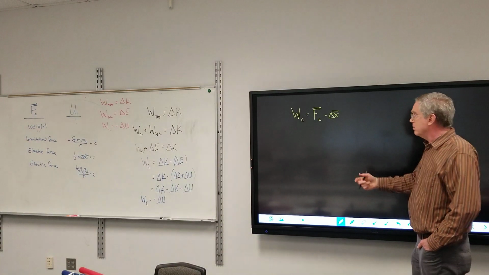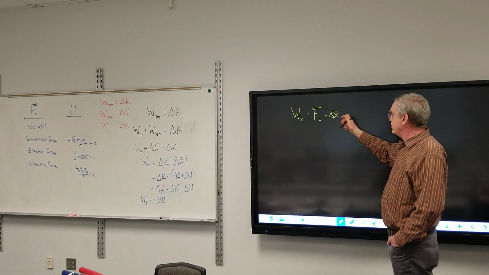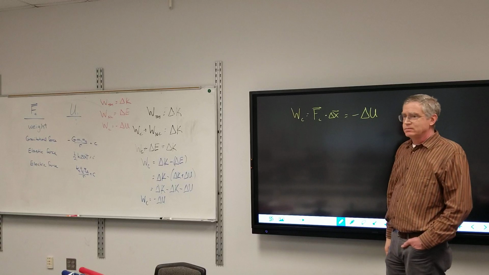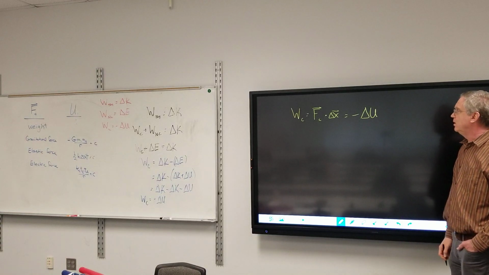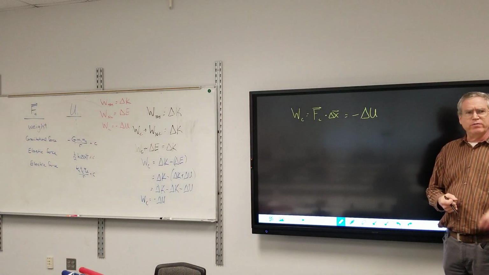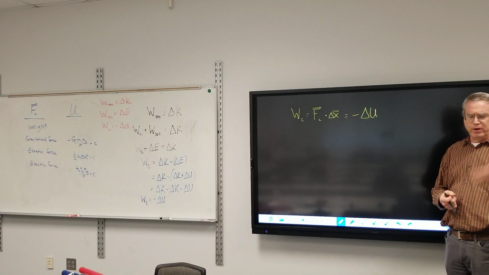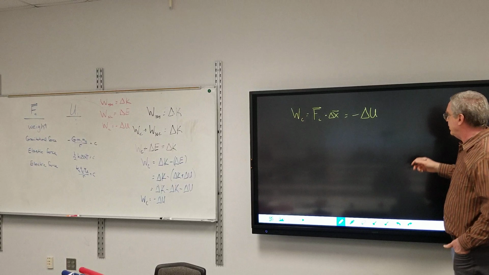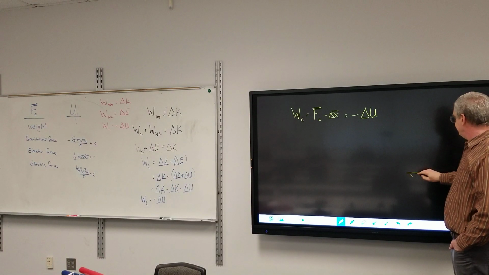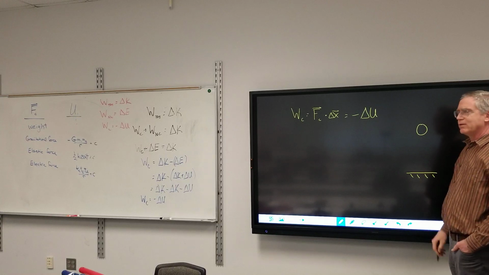So now, back over here. The conservative work is the conservative force times displacement, and that's going to be equal to the negative change in potential energy. I'm going to deal specifically with the scenario of an object near the surface of the Earth falling, or near the surface of some planet falling. So, object falling.